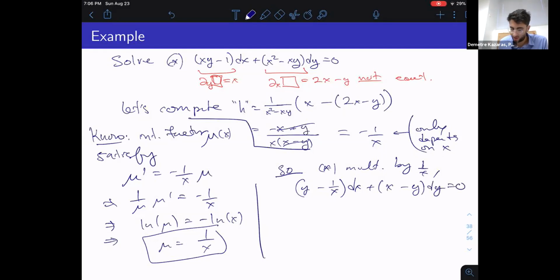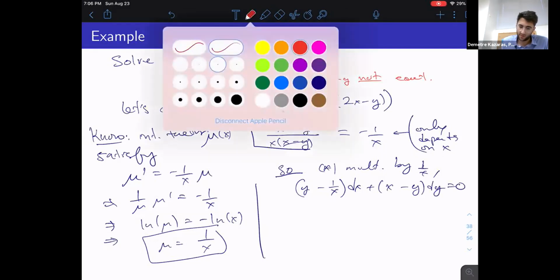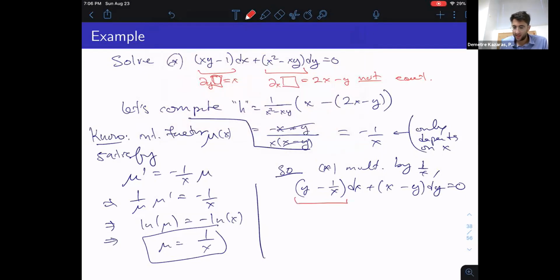dy equals 0. Now let's notice this thing here. So let's just confirm that we have done what this is supposed to have done, which is made the left-hand side exact. So let's take the y derivative of the left-hand side. The partial y of this thing is 1. The partial x of this other thing is also 1. So this is exact now.